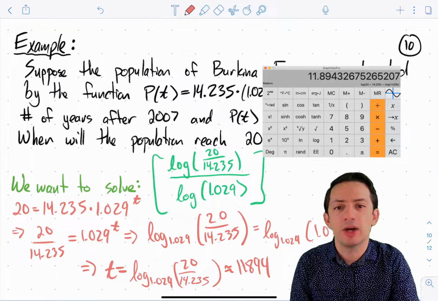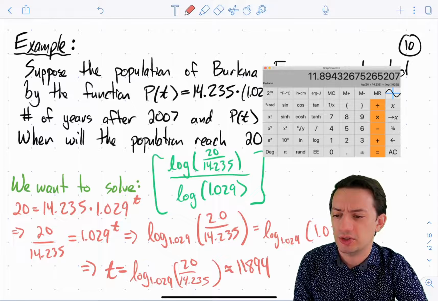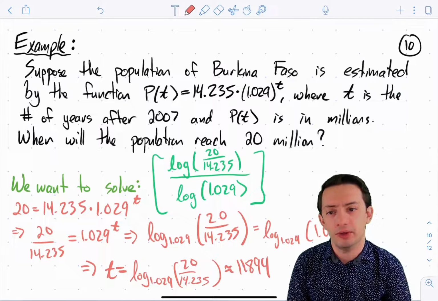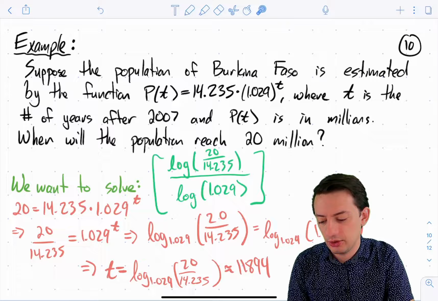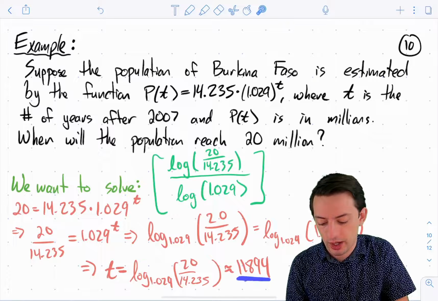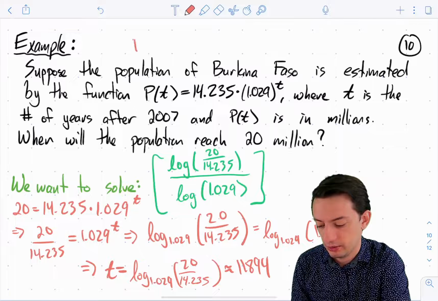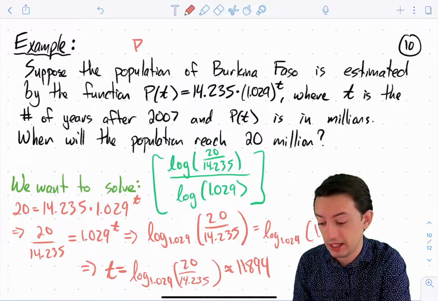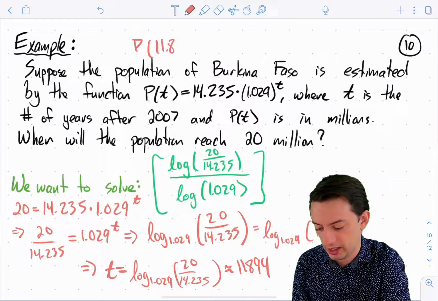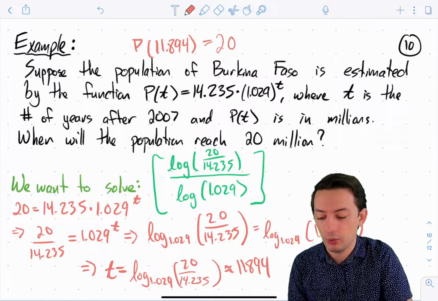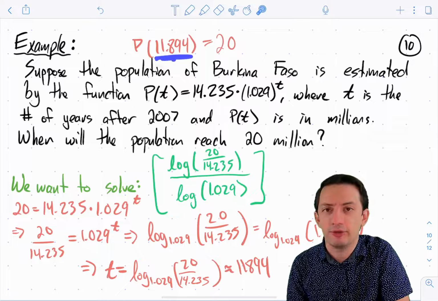But we don't stop there. We should go back and think about what the question actually asked. It said, in what year do we reach 20 million? Well, we found out that you get 20 when t is this. So just to make that really clear, what we just figured out here is that p of 11.894 equals 20. But what does this 11.894 actually mean?